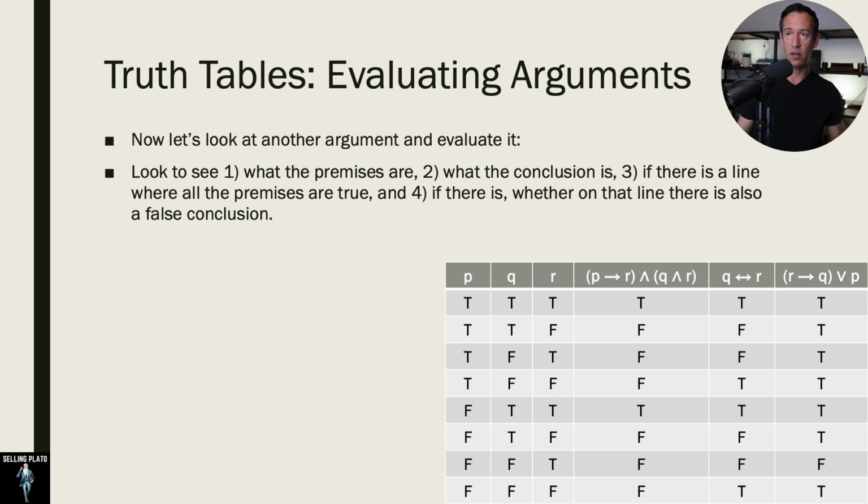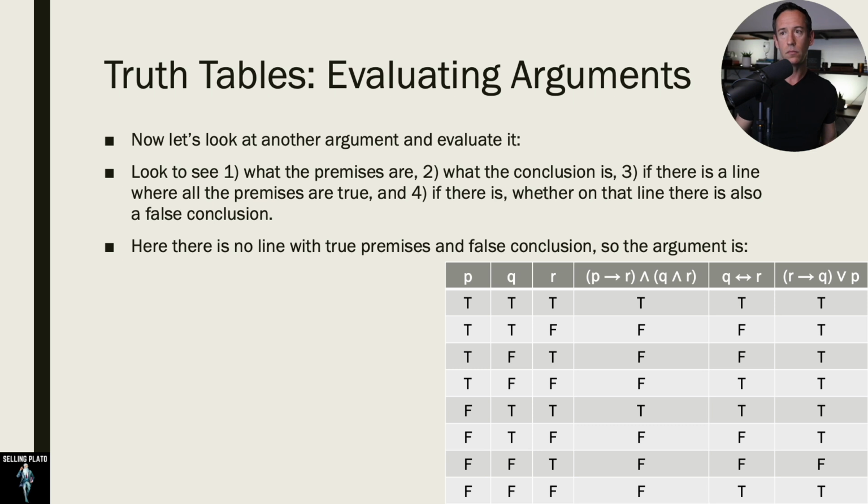That should be clear there. There's two. What the conclusion is, there it is. It's that sentence all the way to the right. And then third, if there's a line where all the premises are true. And then fourth, if there is a line where all those premises are true, whether on that same line there's also a false conclusion. All right, that's sort of the step-by-step that you want to think through to test an argument to see whether it's invalid or not.